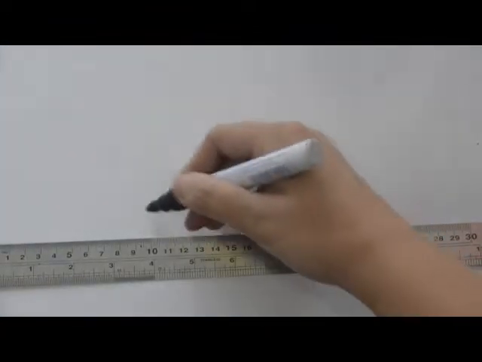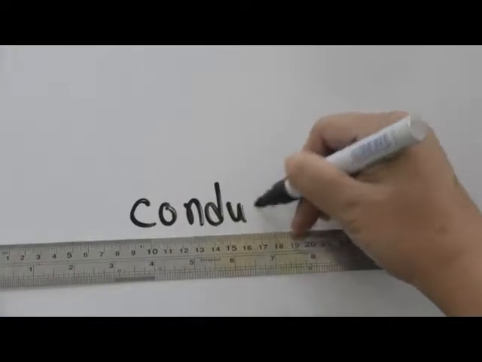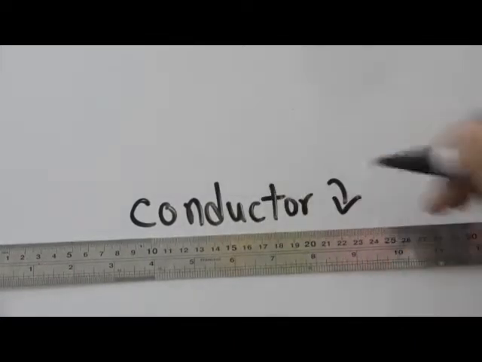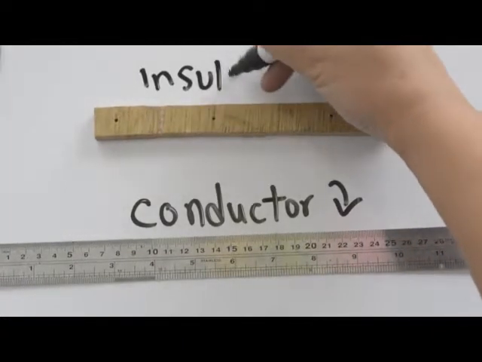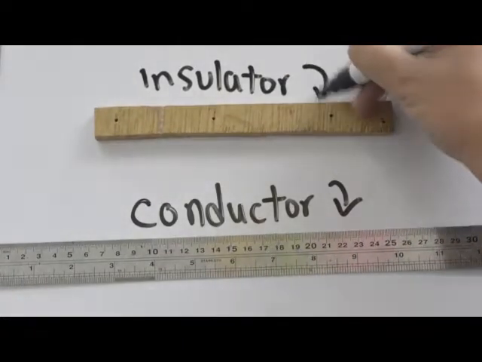For conductors like a metal ruler, there are free electrons in the material. These electrons move freely, and when we have moving electrons, we have current. An insulator, however, has no free electron, no electron movement, no current.